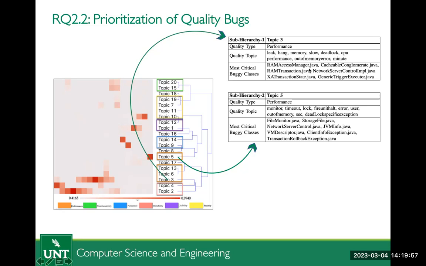And then in these two tables, we showed only 2 instances derived from the hierarchy due to space limitation. For example, quality topic 3 generated by subtree 1, and quality topic 5 generated by subtree 2, and the candidate classes to address P1 bugs. P1 bugs are usually referred to as bugs that typically need an immediate fix within 24 hours.